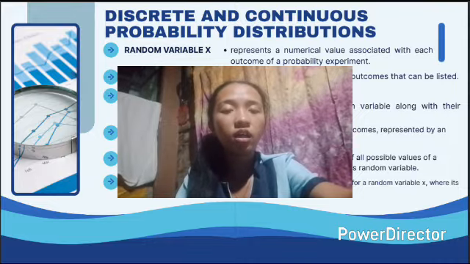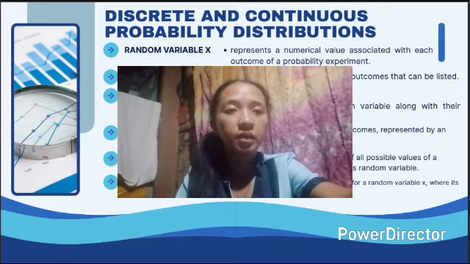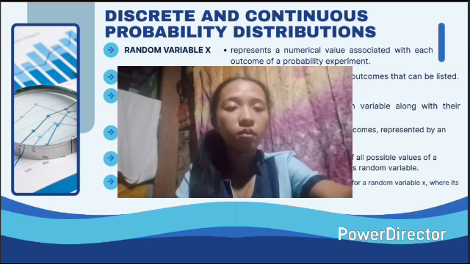Next is normal distribution. It is a continuous probability distribution for a random variable when its graph is called a normal curve.